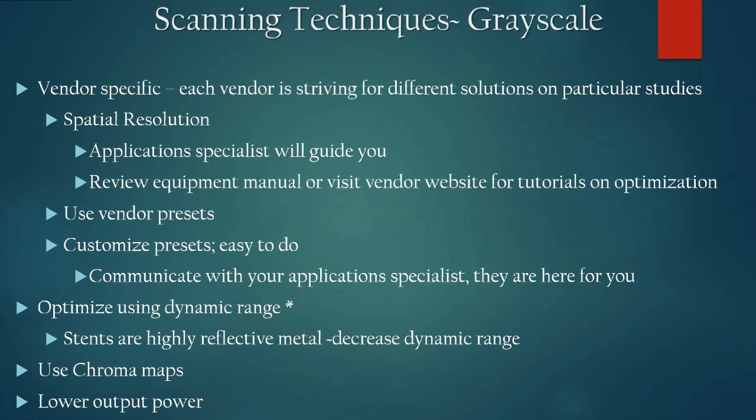Also, changing your chroma maps, the chroma colors, as you've seen in a couple of images we've already displayed, has helped us appreciate those posterior walls a little bit better. If you feel like you're getting artifact and you can't get rid of it in your image, lower your output power. That's always a go-to there.